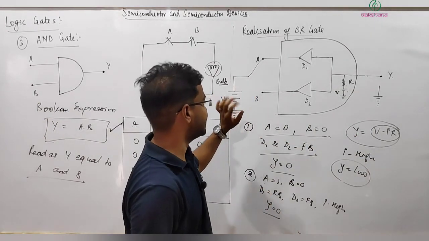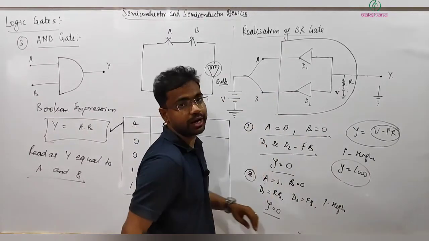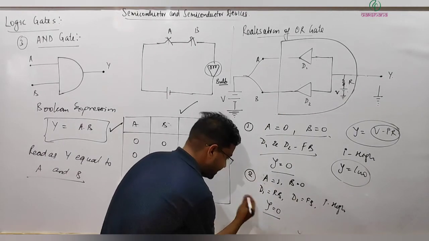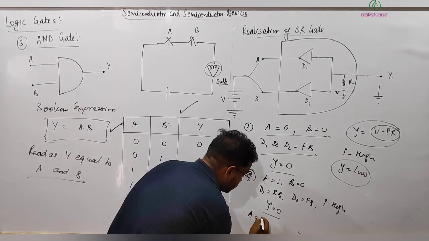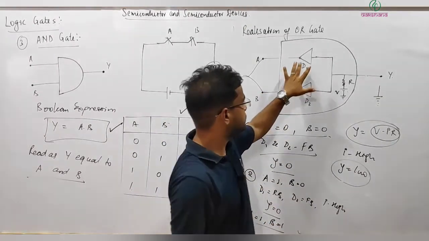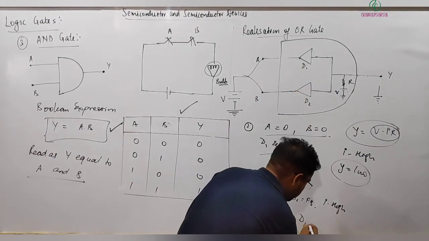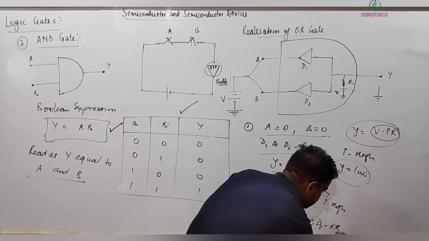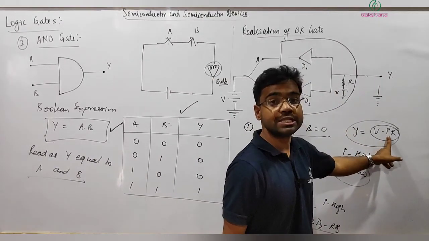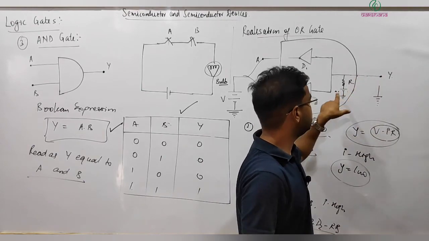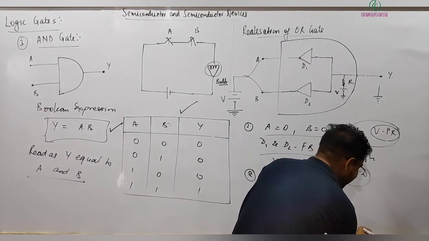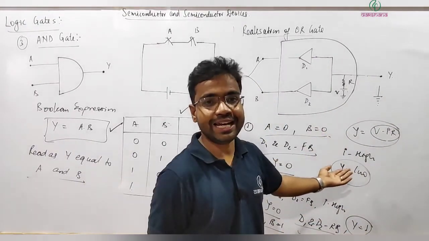You can check for the next condition. Let's say both are connected to high, then what will happen? Actually both are reverse biased, D1 D2. So I am writing next operation, that is A equal to 1 and B equal to 1, means both are high. So both are high means both are reverse biased. You can write D1 and D2 both are reverse biased. No current will be flowing this way. So I will be 0. I is 0, then Y output will be equal to battery voltage, and that will be high. So here you can write Y will be 1, and this is exactly the AND operation.